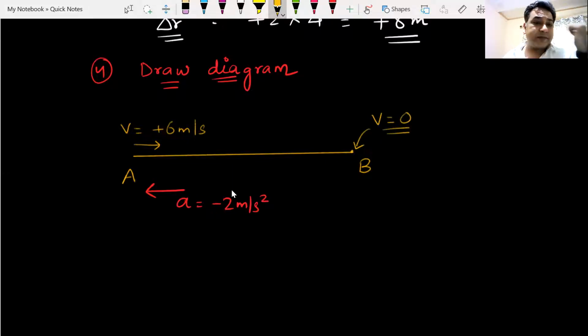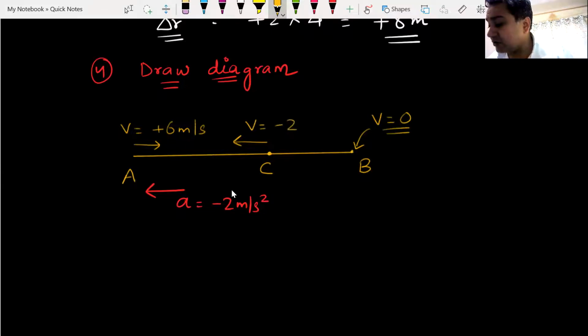Then it would have turned back. And as you can see, the final velocity is negative. So it would be somewhere here, at point C. And it is moving backwards, and its velocity is -2 meters per second. So now I have drawn this diagram, which is a hint to you guys.